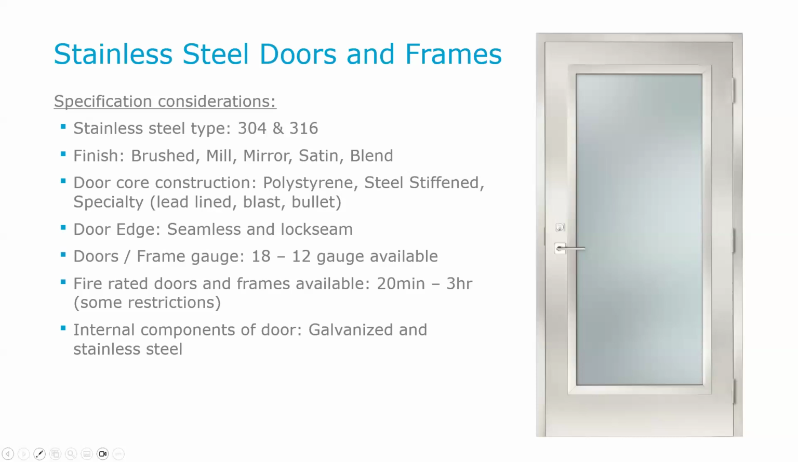With stainless steel, there are a lot of different finishes available within our industry. As you see there, the mirror, the satin, and a blend, which is more like a brushed type of finish. You have various selections of cores that you can pick from on stainless steel, whether they're steel stiffened, a styrene core, or lead lined. And again, this product also can be offered as a hybrid or multi-solution opening.